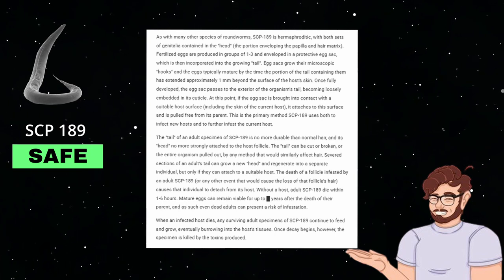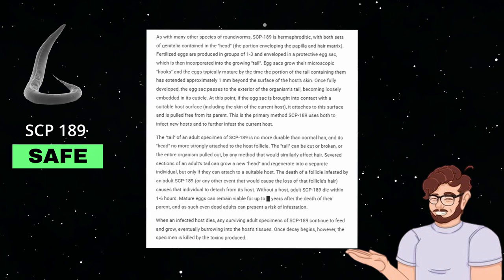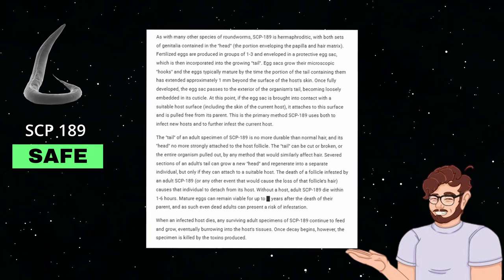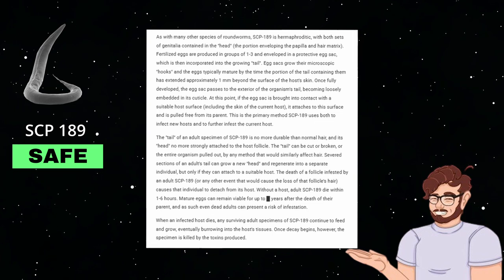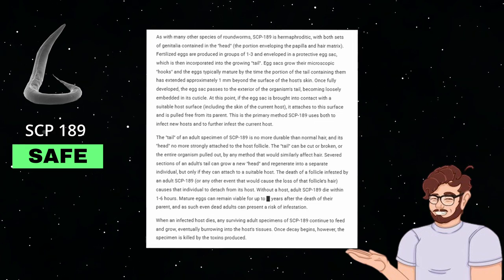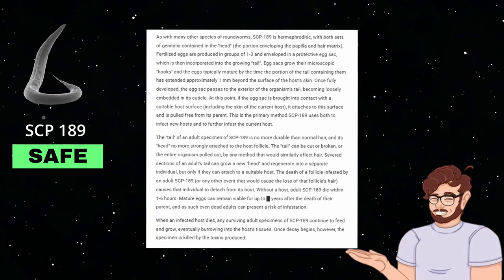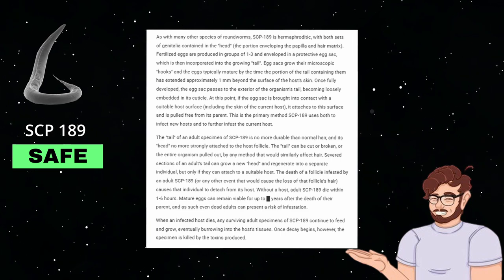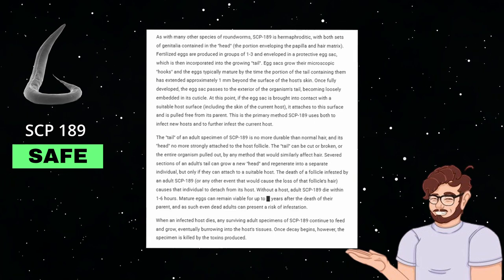Once fully developed, the egg sac passes to the exterior of the organism's tail, becoming loosely embedded in its cuticle. At this point, if the egg sac is brought into contact with a suitable host surface, including the skin from the current host, it attaches to this surface and is pulled free from its parent. This is the primary method 189 uses to both infect new hosts and to further infest the current host.